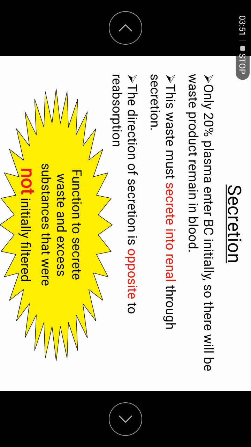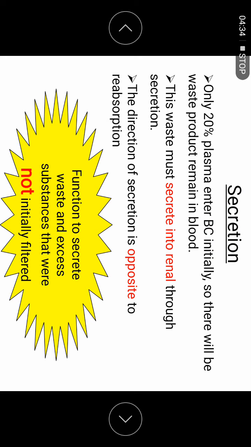Okay, now the last process is secretion. The function of secretion is to secrete waste and excess substances that were not initially filtered. It means at first, the Bowman capsule should have filtered everything inside. Then from the Bowman capsule, they will enter the tubule, the proximal, the loop of Henle, the distal, to select things that must remain inside the tubule. But let's say there is something inside the blood that is not being filtered inside the Bowman capsule. Now we need the secretion process. In the secretion process, the direction is opposite.